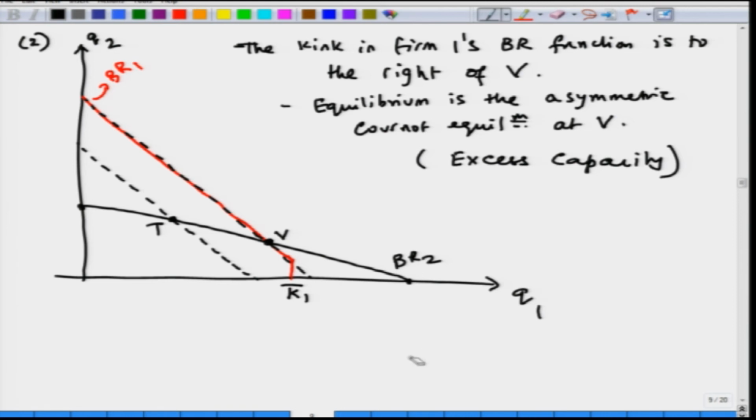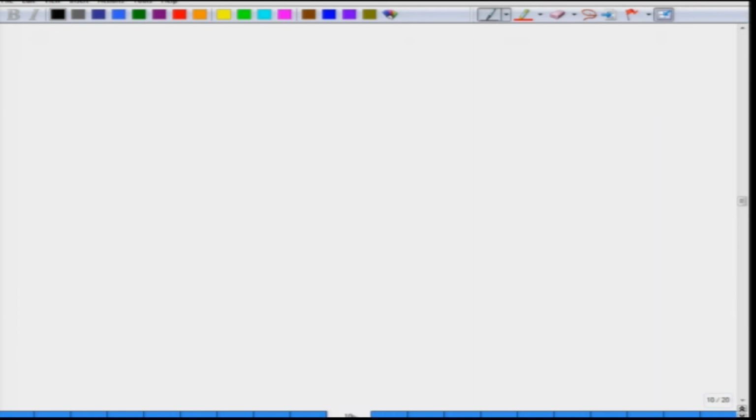We will later on ask whether it will be optimal for firm 1 to be choosing a K1 bar which is to the right of the point V. So, that is a separate question. Right now we are just saying, given the choice of capacity in stage 1, what are the Cournot outcomes that we will see in stage 2. Finally, let us look at an intermediate case wherein the kink in the best response function lies between T and V.